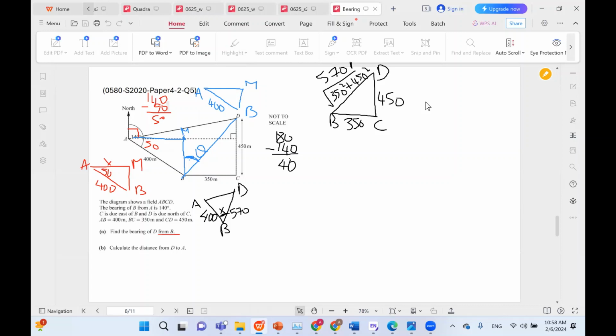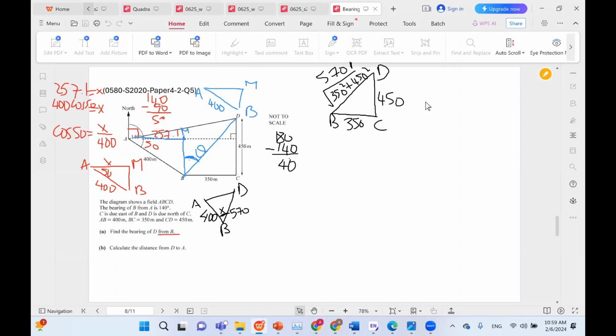So all we have to do is just cosine 50 equals X over 400. So X equals 400 cosine 50. And X equals 400 cosine 50, which is 257.115. So 257.1. So this part here is 257.1.